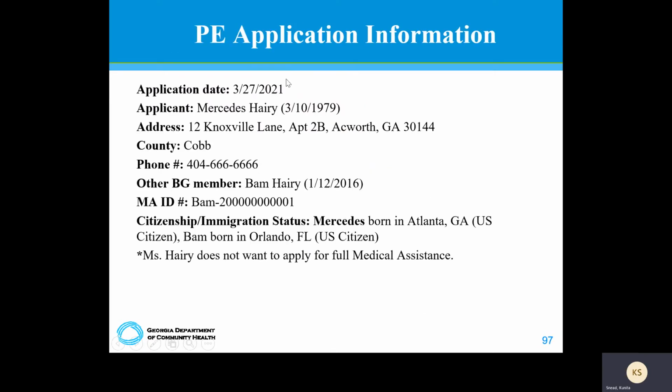This is the application information. She applied on March 27. That's her name, date of birth, address, county, phone number. This is her child's information. And we're going to put his number on here because we're going to see that he's going to be the only one eligible. Both of them are U.S. citizens, so they meet the U.S. citizen criteria. And Miss Harry, you're going to ask her if she wants to apply for full Medicaid, and she said no, so she doesn't want to apply for full Medicaid.